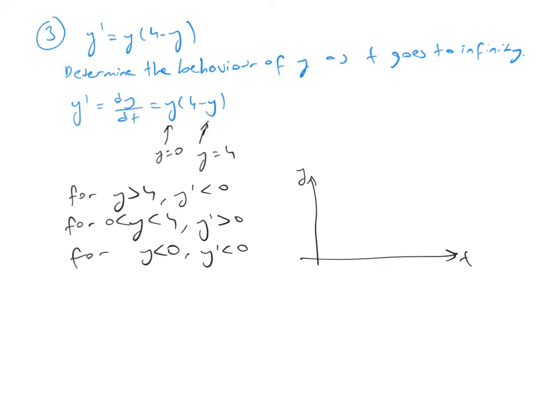This is y, this is t, and there are two equilibrium points. One of them is y is equal to 0, and the other one is y is equal to 4. This is, let's say, equilibrium 1, and this is equilibrium 2. And let's say this is the first region, this is the second region, and this is the third region. In region 1, y prime is negative. So, as time passes, y values will converge to equilibrium 2, which is 4.